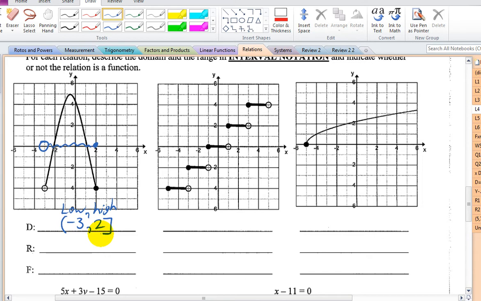Okay. Yeah, it does look weird. And that's interval notation. Okay? Low, comma, high. Low, comma, high. Range. Go for it. Okay? Now this is something that's cool. I love this stuff. This fills in the open circle.